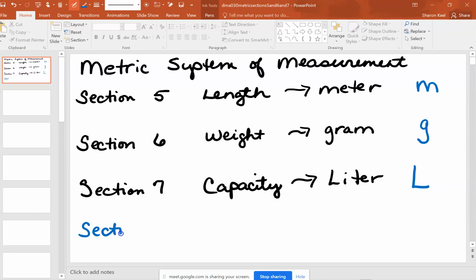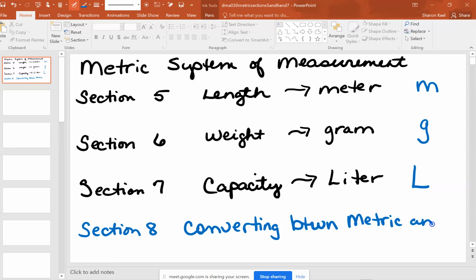When we get to section 8, that's going to be converting between metric and customary. So we'll learn how to convert from one to the other. And the reason I'm doing customary second is because the way I teach you to do the customary is going to be the same way that we convert between metric and customary. The process, the way we set up problems will be the same. So that's why I'm doing that on Wednesday. And then in today's lecture, we're just going to look at metric.